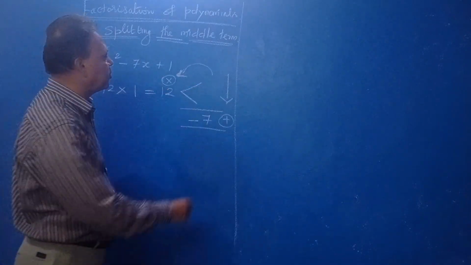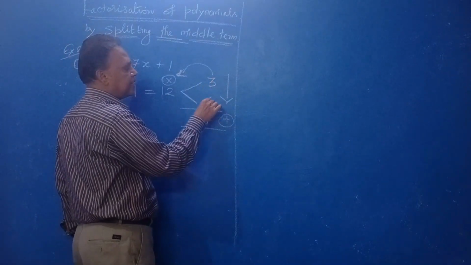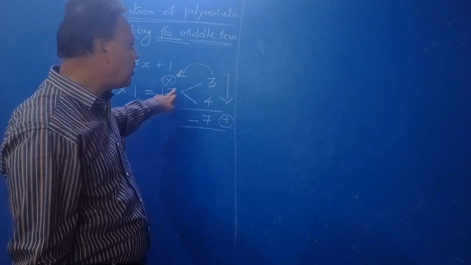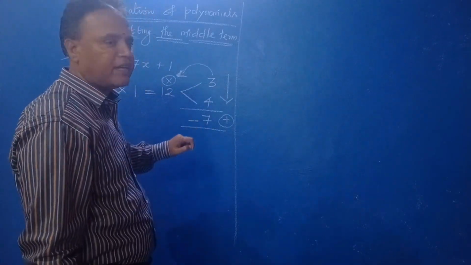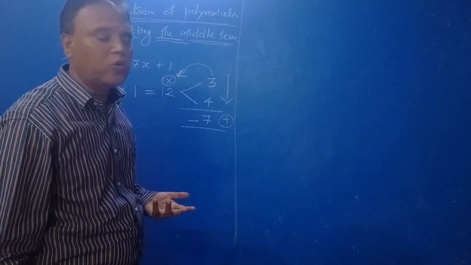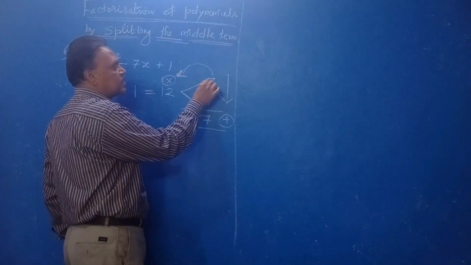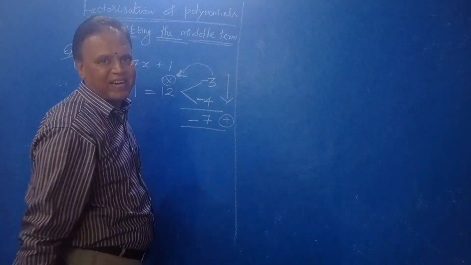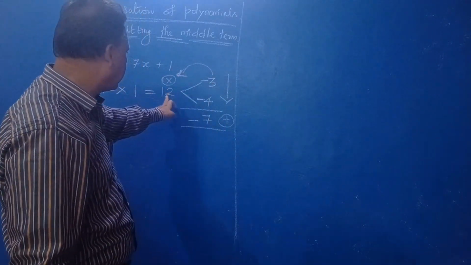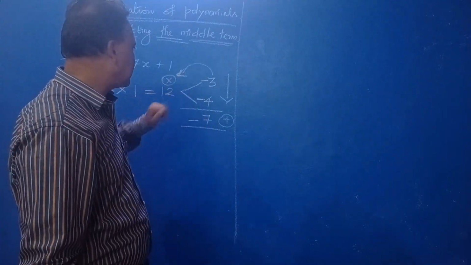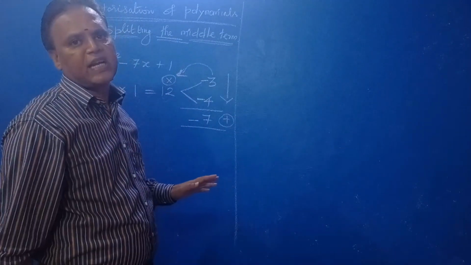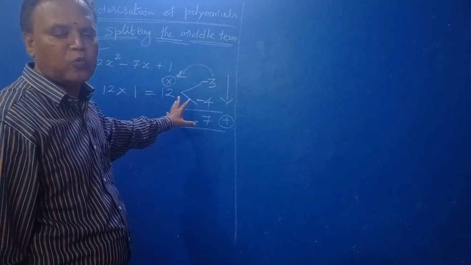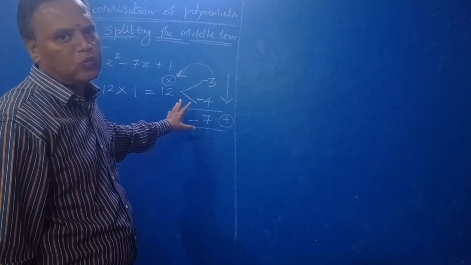So take 3 into 4, which gives 12. But while adding you are not getting minus 7. Here minus is there, so you put minus on both numbers: minus 3 and minus 4. Adding, you get minus 7. At the same time, the product of minus 3 and minus 4 is plus 12. Both ways it should be satisfied. This is very important.